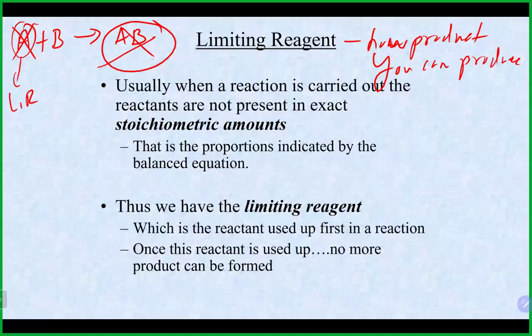So that's why when we come across a limiting reagent problem, we do have to take that additional step in our calculation to first figure out which one is the limiting reagent. And once we do that, we can then figure out how much product we can make.